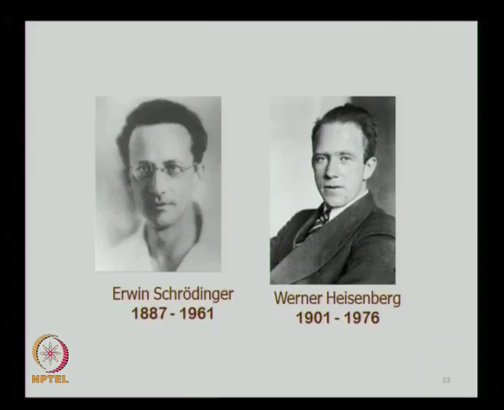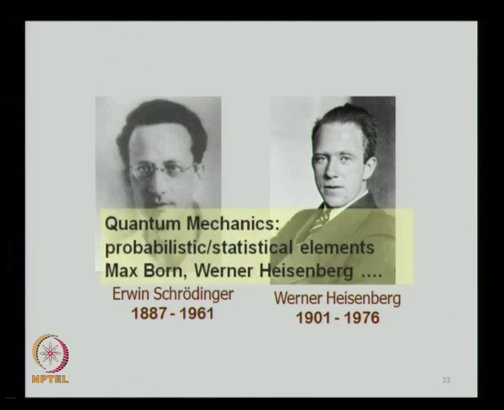Now, fair enough, this is the approach which was developed of course by Schrödinger and Heisenberg, as you have learned in your course in quantum mechanics. This is a probabilistic theory, it has got statistical elements, and Heisenberg, Bohr, many others contributed to it. And the statistics and probabilistic elements in quantum mechanics is something that one of the originators of quantum mechanics was not comfortable with, and that was Einstein.